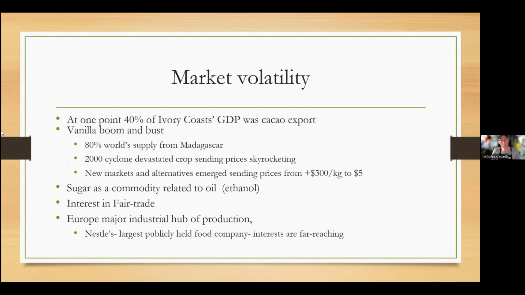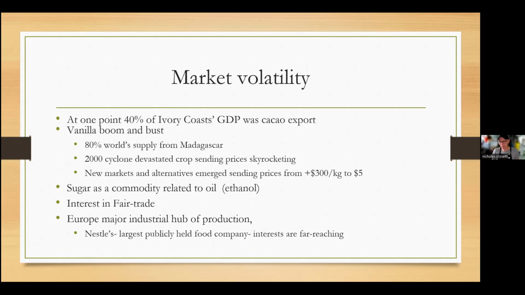Recently, there was a vanilla boom and then a vanilla bust, where 80% of the world's vanilla comes from Madagascar. We've all seen Madagascar vanilla extract on the shelf. Most of the world's vanilla comes from Madagascar. In 2000, there was a storm that wiped out the crop that year and sent prices skyrocketing.